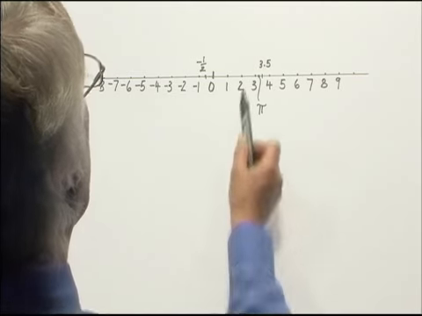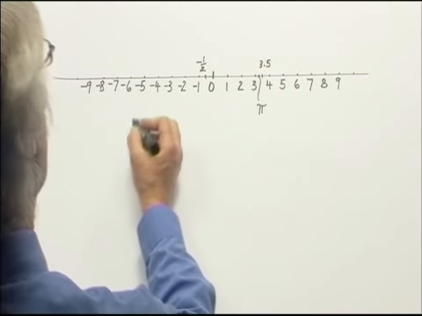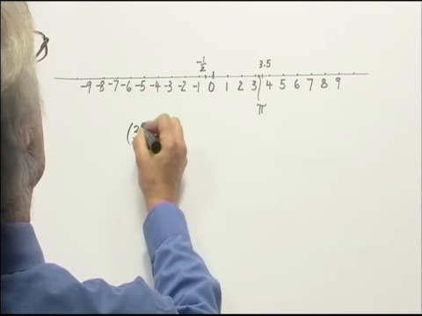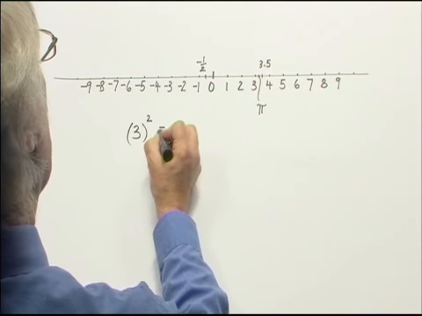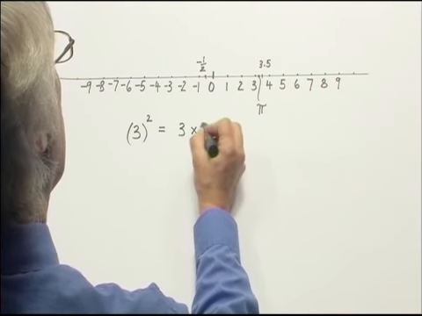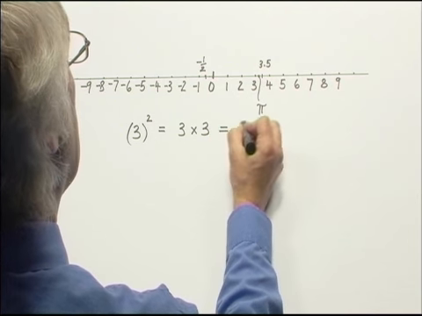Let's look at what happens when we square any real number. Suppose we take the number 3 and we square it. When we square 3, remember, we're multiplying it by itself. So 3 multiplied by 3, the answer is 9.